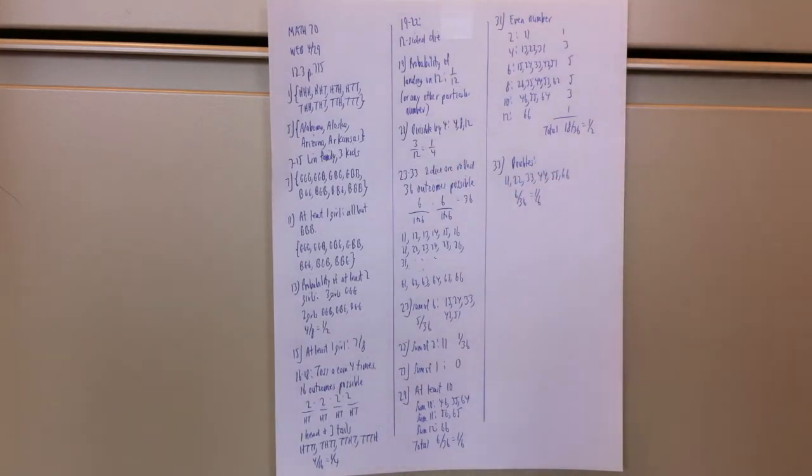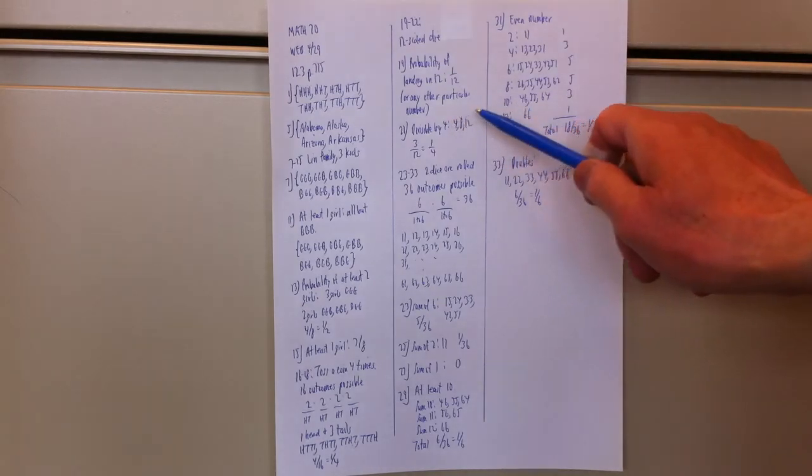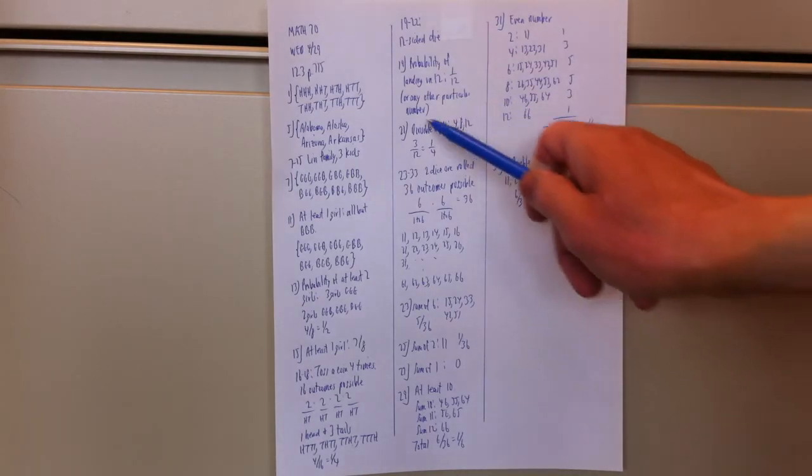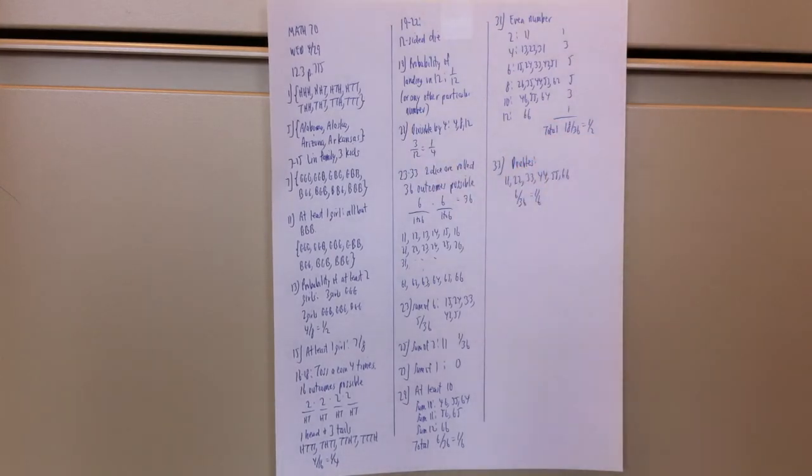Problem 21 asks for the toss to be divisible by 4. Well, divisible by 4, that's 4, 8, and 12. That's 3 chances. So you have 3 chances out of 12, which is 1/4.